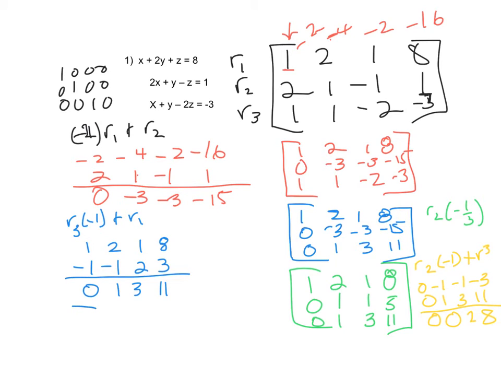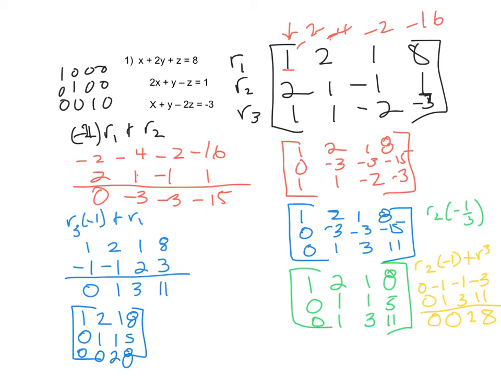So now I'm going to have, I didn't change, I got 1, 2, 1, 8. And then I have 0, 1, 1, 3. Is it a 3 or a 5? That's just great. It's a 5. And then I have 0, 0, 2, 8. Okay. Now I got to get that 2 out of there.